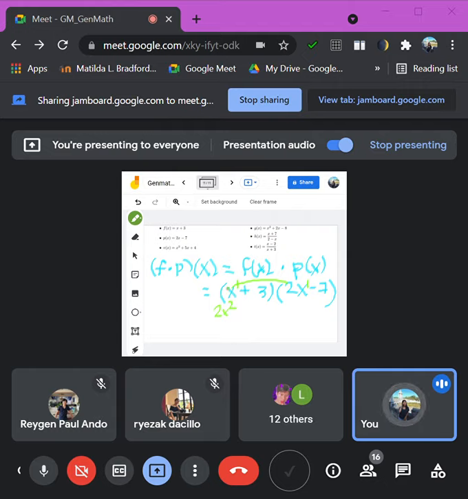Okay? And then the one on the side, the 1, we multiply it here too. 1 times 2, that is 2. And then for your exponent, 1 plus 1, that is 2. Okay?